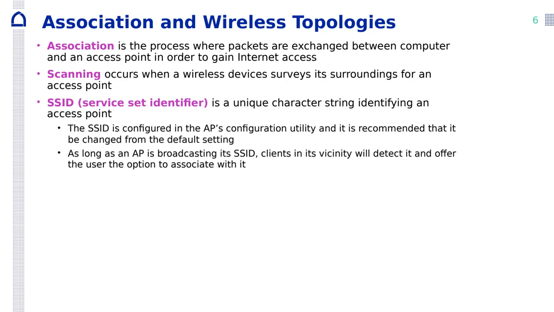SSID is the service set identifier. It is a string identifying an access point. It is configured in the AP using a configuration utility, and it is recommended that it be changed from the default settings, of course, for security. When you buy an access device, change the name. Don't use the default. Even change the password, of course.